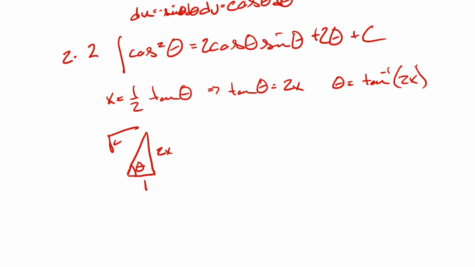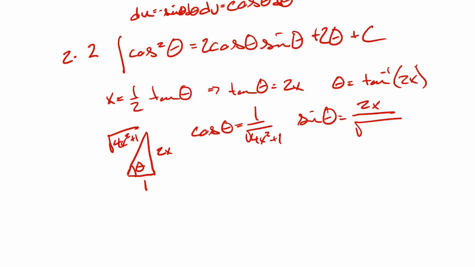So the square root of 4x squared plus 1. So then cosine theta is equal to 1 over the square root of 4x squared plus 1, and sine theta is equal to 2x divided by the square root of 4x squared plus 1.